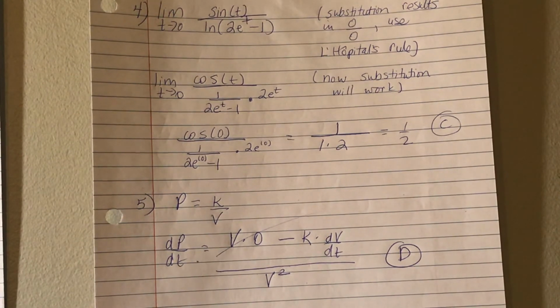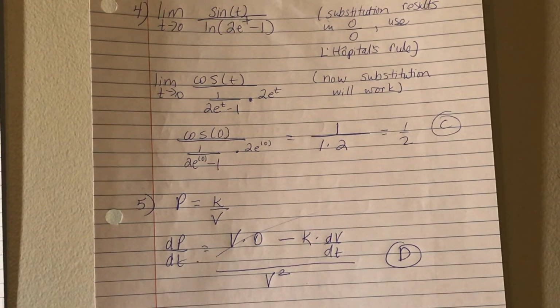And then number 5, I took the derivative with respect to time, and that was quotient rule. And that simplified a little bit, ends up being choice D.